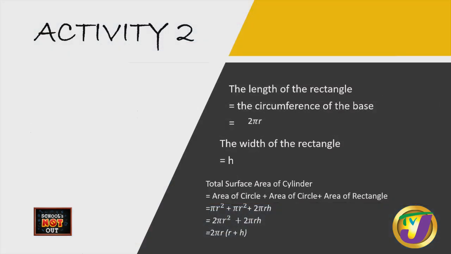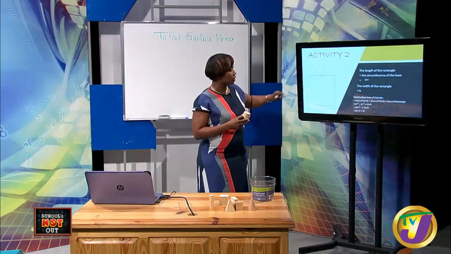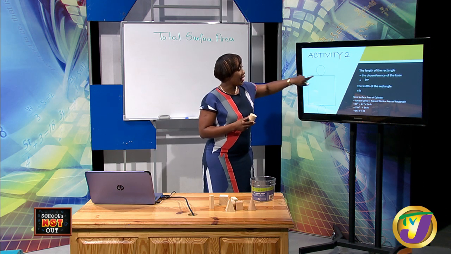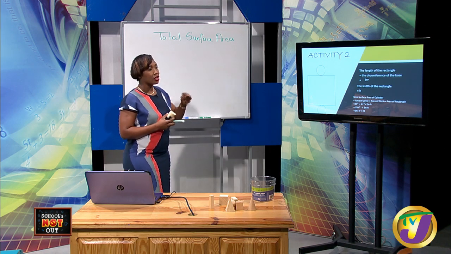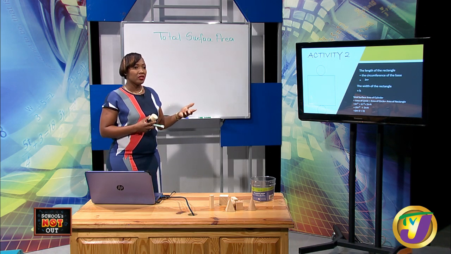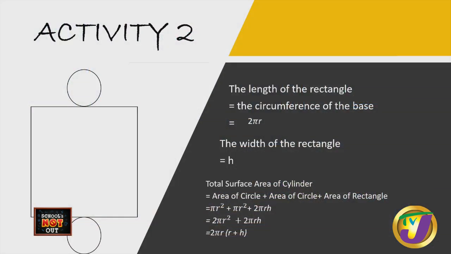Now, very, very important, when you open up this net, you will realize that the circumference of the circle is also the length of one side of your rectangle. As you can see here, the length of the rectangle is equal to the circumference of the base. Now, what do you use to find circumference of a circle? Correct, 2 pi r. We look at 2 pi r, so 2 pi r now becomes not only the circumference of that circle, but it is now one of the sides of our rectangle. So the width of the rectangle is the height.